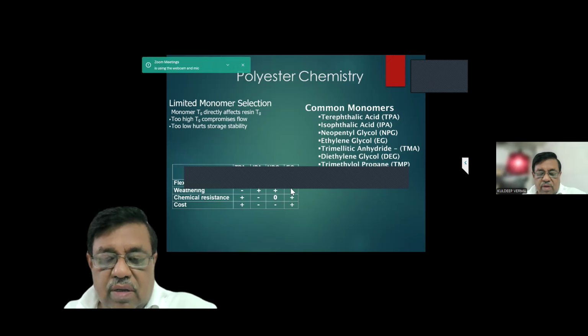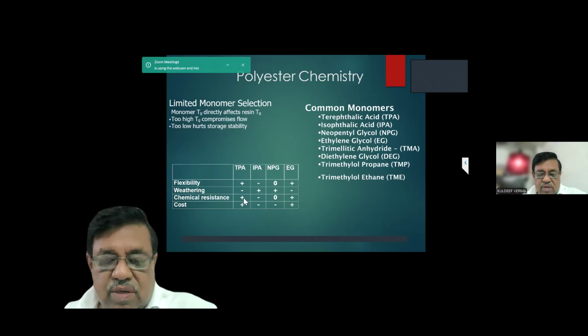This is the property with TFA, with the monomer, and the flexibility weathering chemical, which is better. Plus points are better. This is a compromise, medium. This is not recommended. O is not recommended.